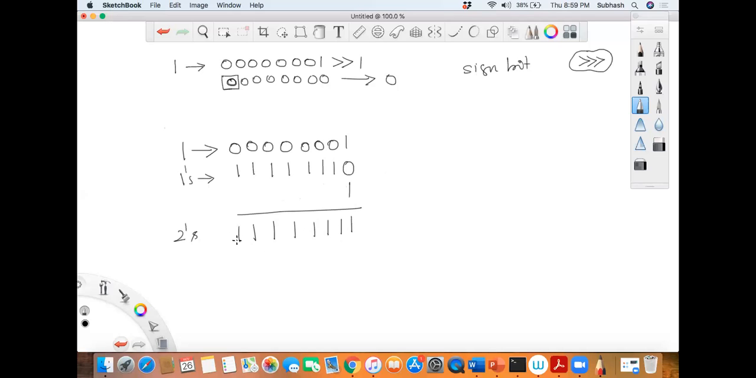Okay, therefore, what is its value, guys? In decimal, what is its value? It is basically minus 1, isn't it? This is minus 1. So this is how 1 is represented in the memory, like this: 0, 0, 0, 0, 0, 0, 0, 1. Minus 1 is represented like this.